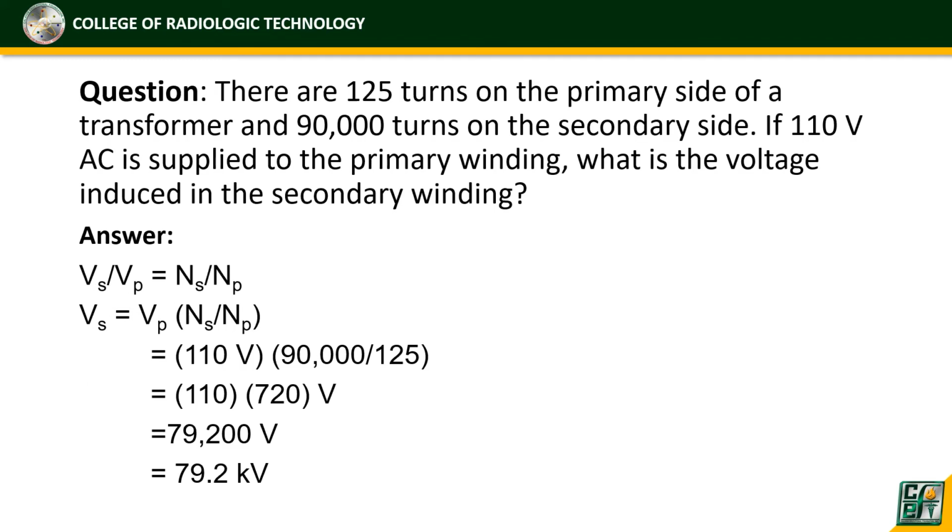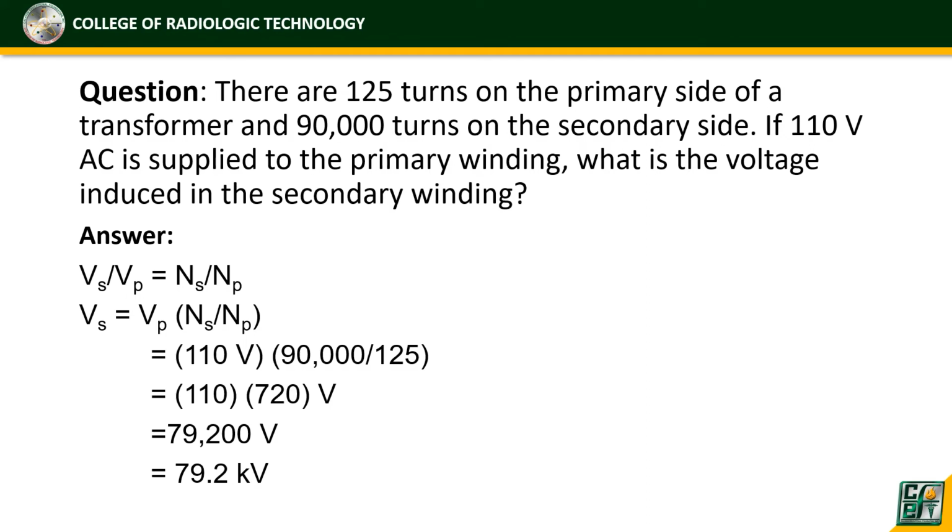Another question is getting the voltage. Okay, so there are 125 turns on the primary side of a transformer and 90,000 turns on the secondary side of the transformer. If the voltage is 110 volts, alternating current is applied in the primary winding, what is the voltage induced in the secondary winding?